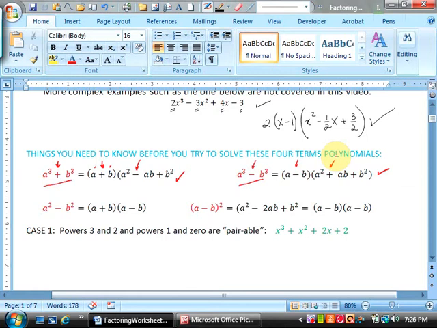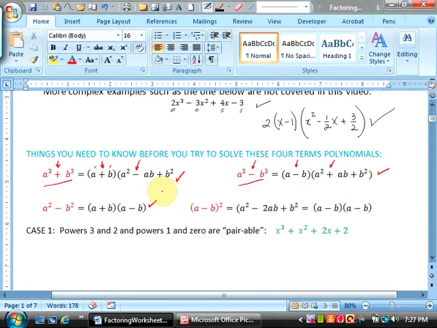Okay, but it's not about memorizing. You really need to know these things, and you really need to understand why this is the case. So I assume you can go back and review your factoring materials. Here, a squared minus b squared, the solution is a plus b times a minus b. You also need to understand why this is so, but this is it.